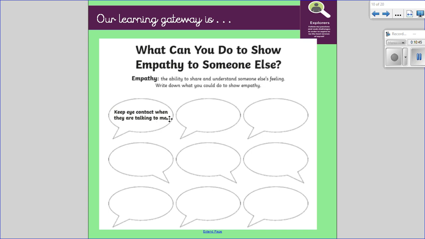So it's up to you how you present it. If you want to do pictures, if you want to do speech bubbles, it's your poster. If you want to do it as a PowerPoint, however, that is absolutely fine. But what we'd like to see is how you can show empathy to someone else.